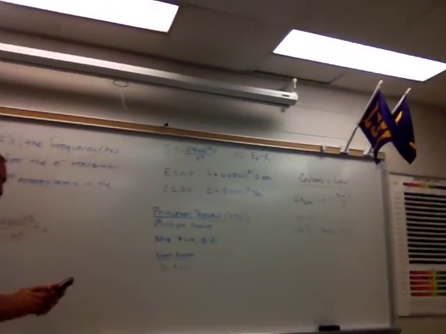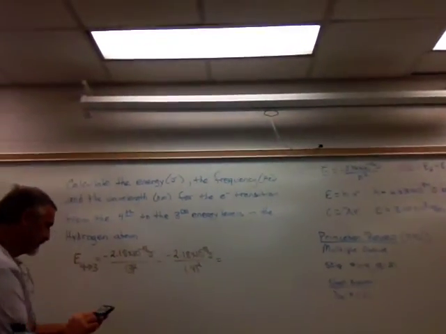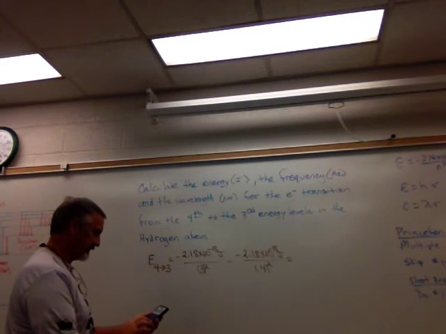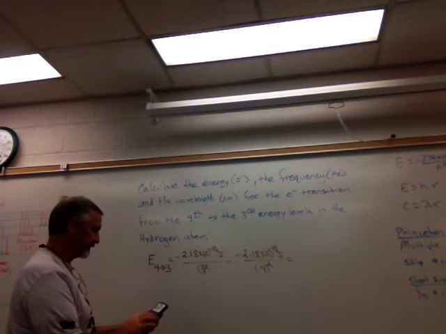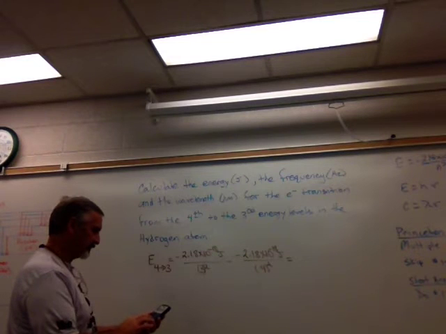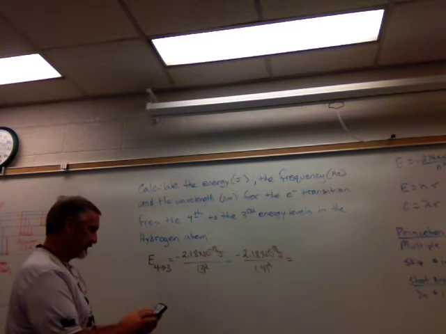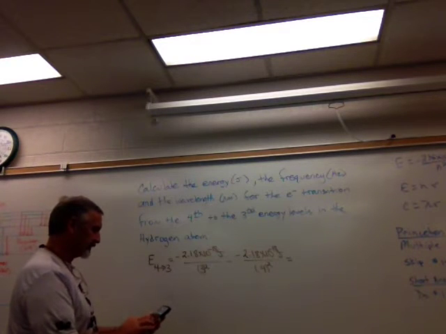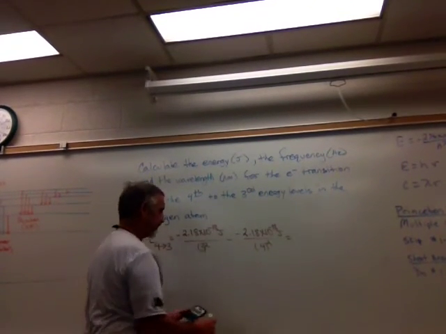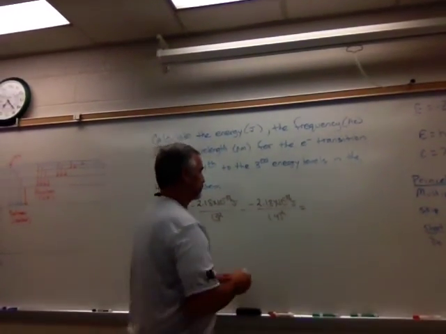So, plugging this into the calculator: negative 2.18, second function EE, negative 18, divided by 9, minus, parentheses, negative 2.18, second function EE, negative 18, divided by 16, close the parenthesis, equals 1.06 times 10 to the minus 19th joules.